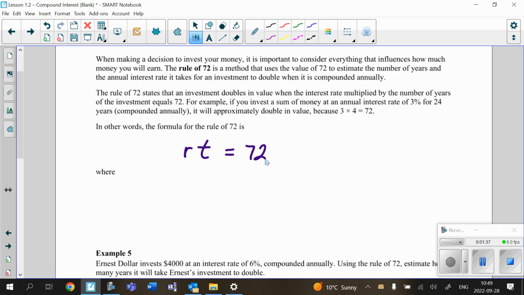So R is the interest rate, and we don't change it to decimal. We leave it as a percent when we're doing the rule of 72. And T is the time in years.